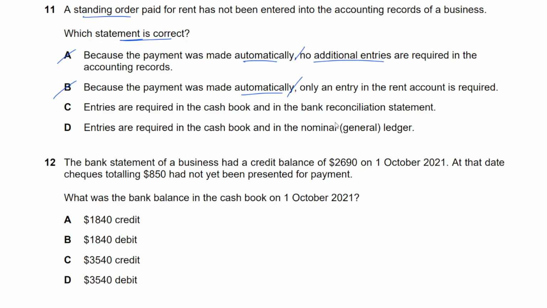Entries are required in cash book and in the bank reconciliation? Not in the bank reconciliation, because the bank knows about it. In the bank reconciliation statement, we fix things that the bank doesn't know about, like unpresented checks and uncredited amounts. Entries are required in cash book and in the general ledger. That's true. Because you need to make an entry in the cash book as a credit, and you need to make a debit entry in your rent account as well. Because your business doesn't know about that yet. When you look at your bank statement, you realize there was a standing order that was automatically paid. So don't be distracted by this word automatic. The rest of it does not make sense.